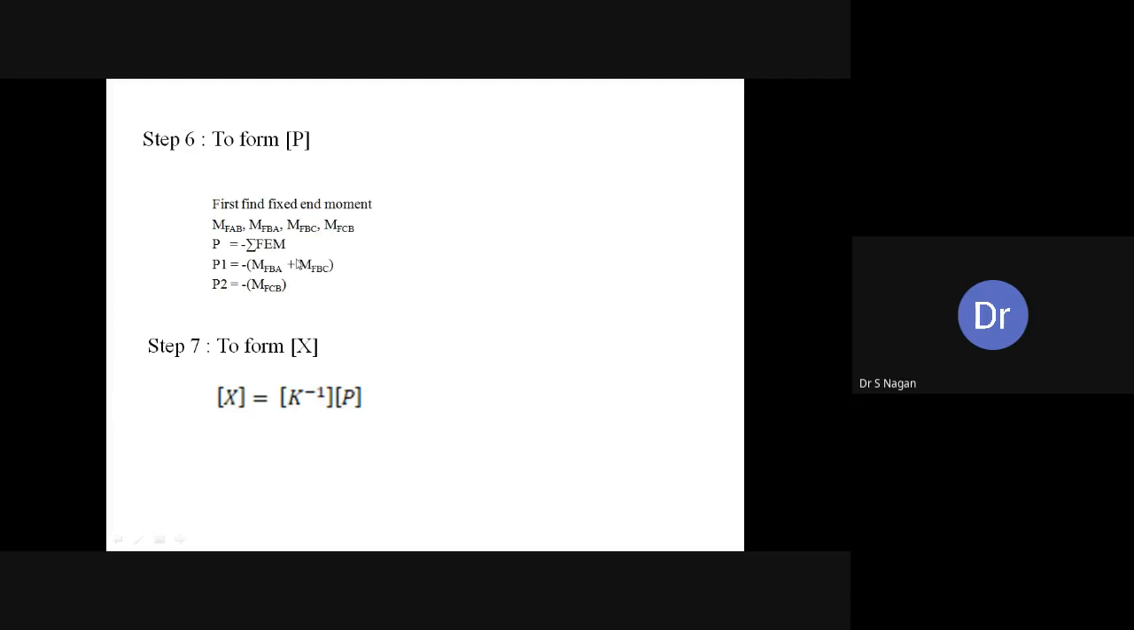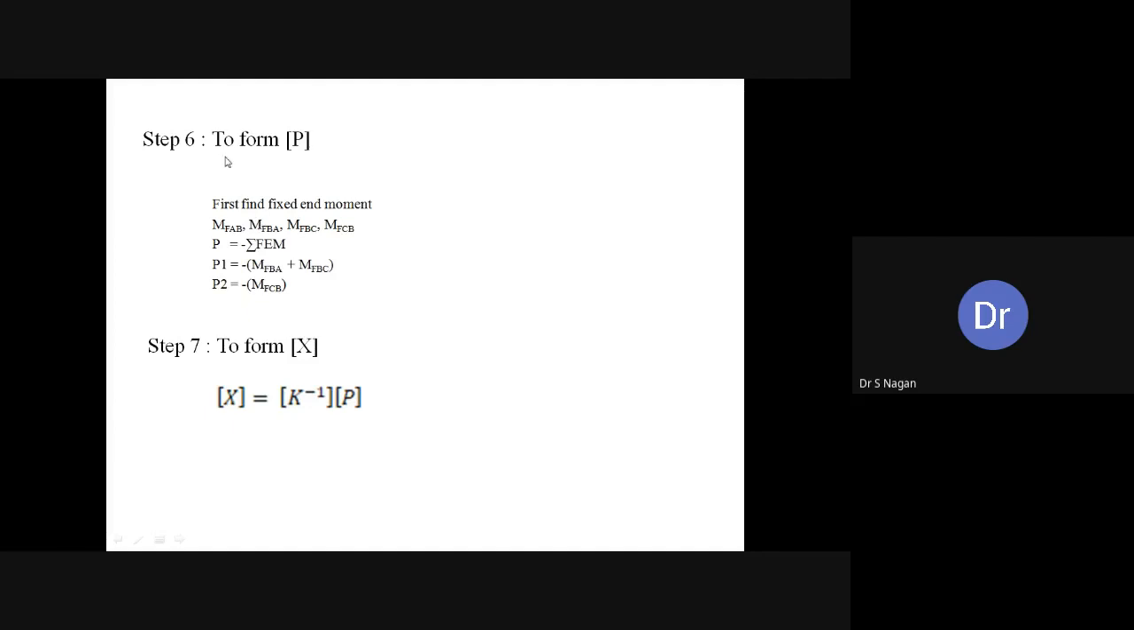Okay, this is how we can form the P1, P2 values. Then, step 7, to form capital X. What is capital X? It is external joint rotation. So this external joint rotation is given by capital K inverse into P.